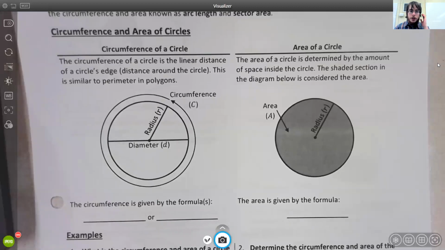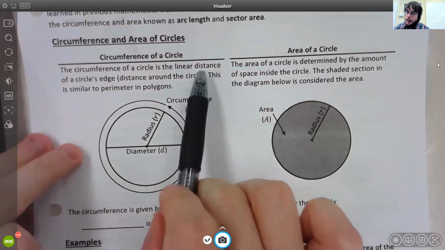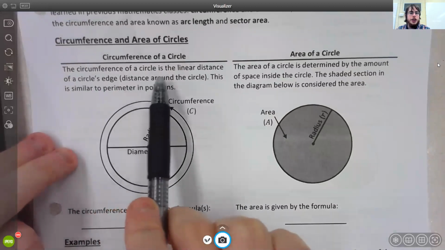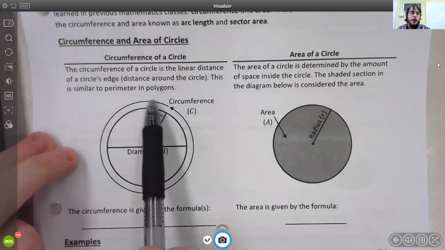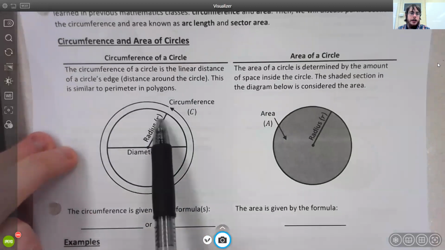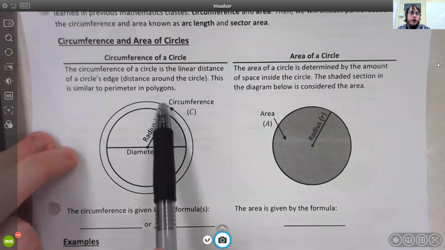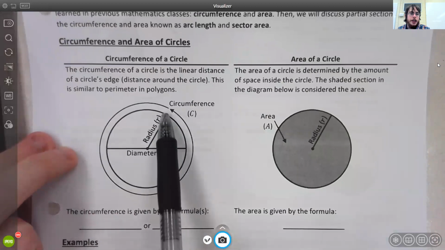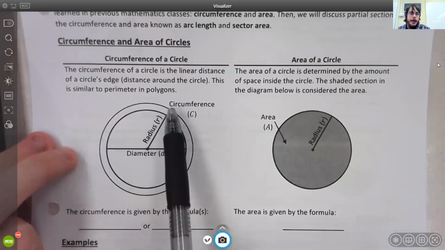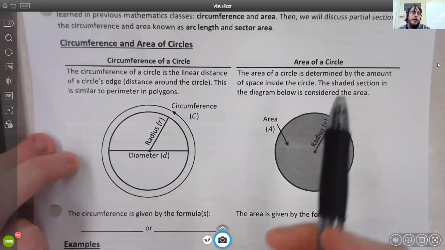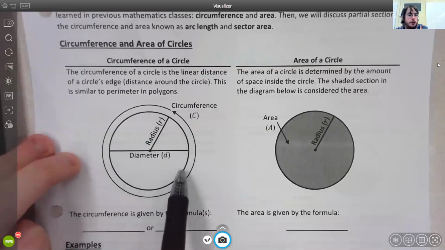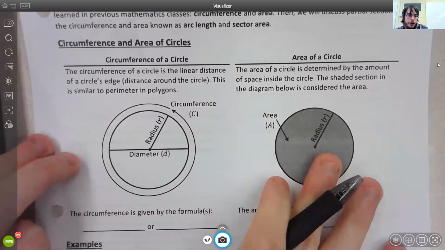The circumference of a circle is defined as the linear distance of a circle's edge. So in other words, it's the distance around the circle. If you look here, there's this arrow outside of the circle. That would be our circumference. We go around the edge, and that is our circumference C. This is similar to perimeter in polygons, but instead of adding the sides together, there's a formula we use in order to determine our circumference.